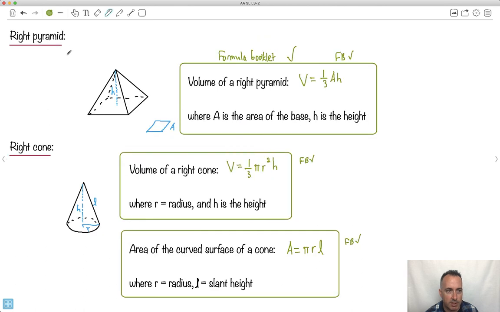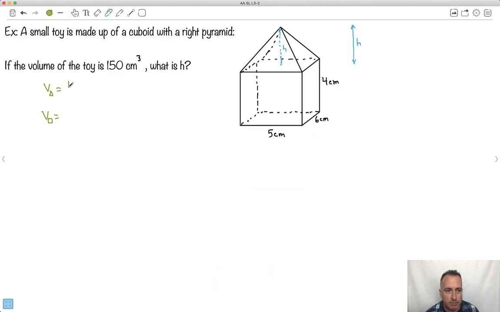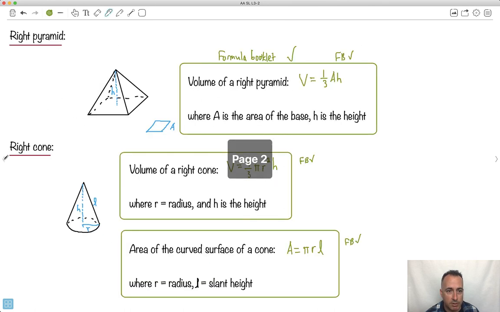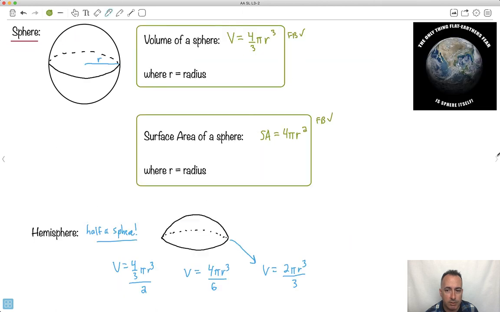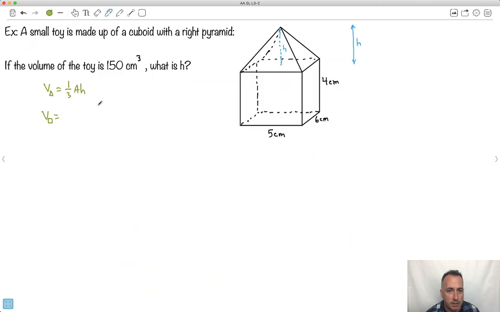So let's get the volume of the pyramid. It's 1/3 AH, so I'll write that down. I like to write this down so I can see what I'm going to do. The volume of the cuboid is not given in the formula booklet, but you need to know it. It's just L times W times H. So in this case, I'll just say L times W times H.